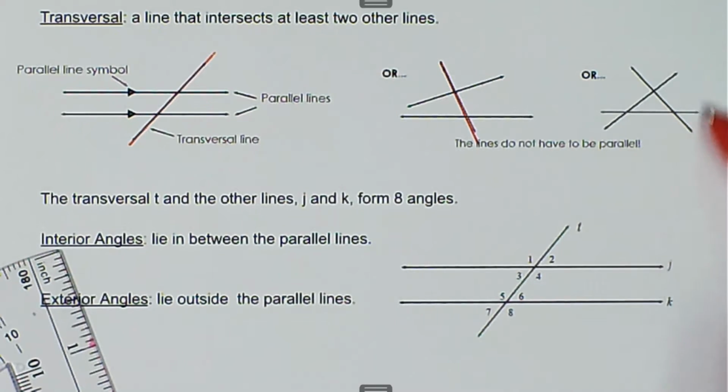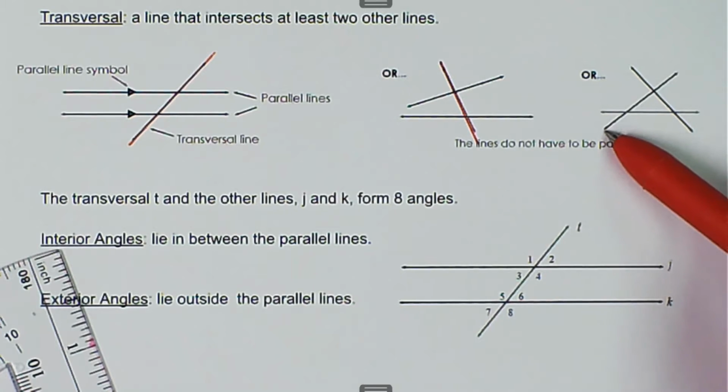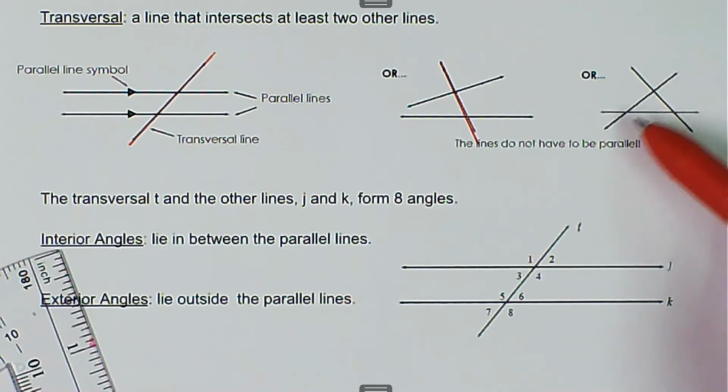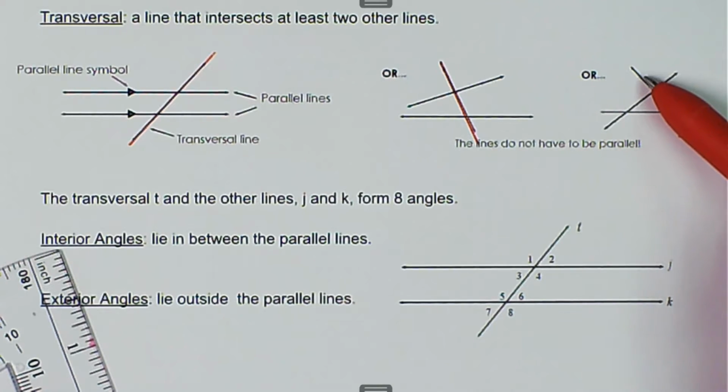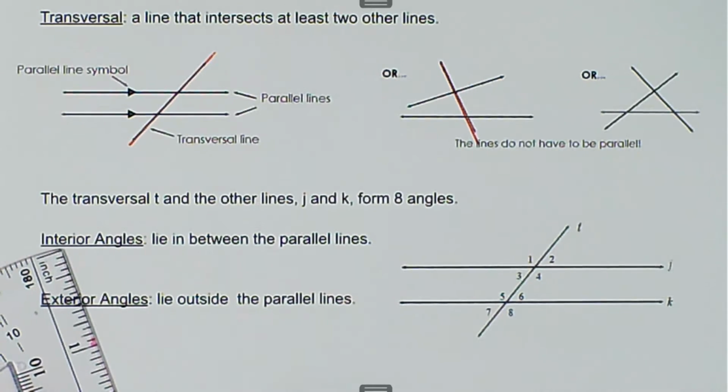Are the lines given to us as parallel? Now, all three of these are skew lines. So all three of these are transversals. This line cuts the other two. This line cuts the other two. So they're all transversals there.